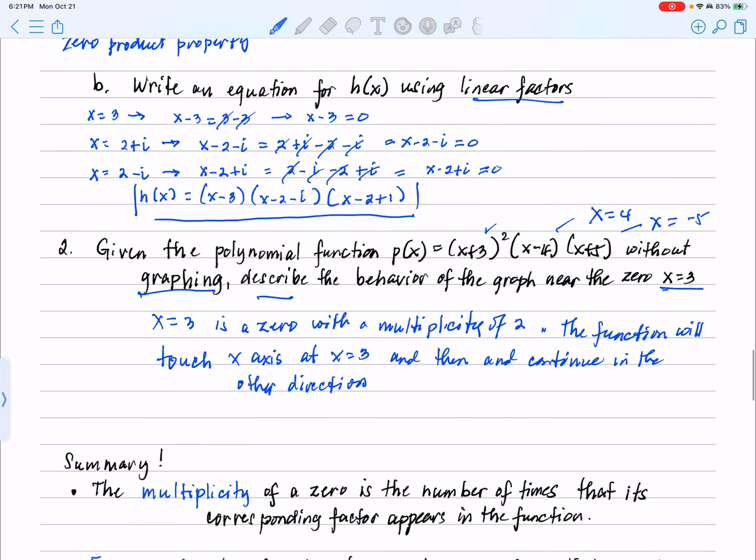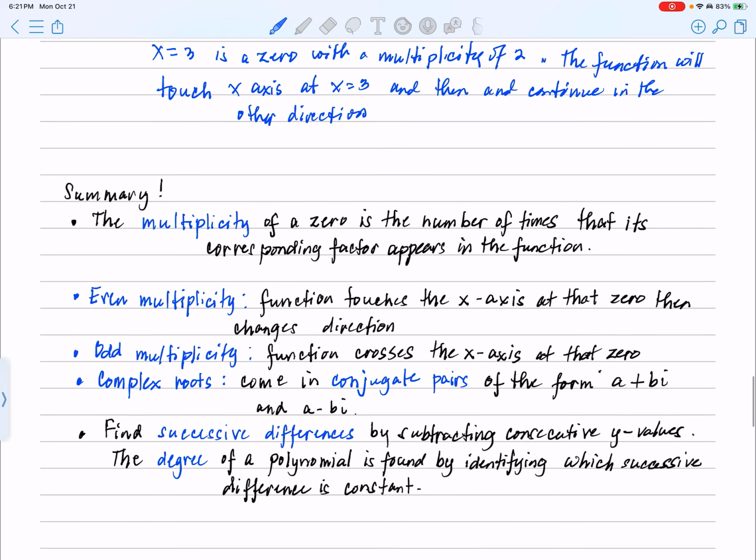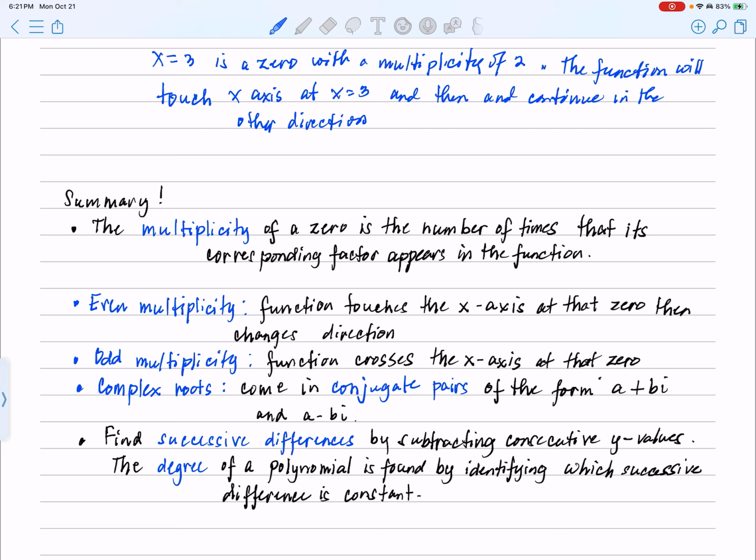Alright. Let's make a summary of all the terms we did. So how many terms do we have? 1, 2, 3, 4, 5. Multiplicity of 0 is the number of times that its corresponding factor appears in the function. Even multiplicity, the function touches or bounces off the x-axis at the zero then changes direction. When it's odd, it crosses the x-axis at 0.